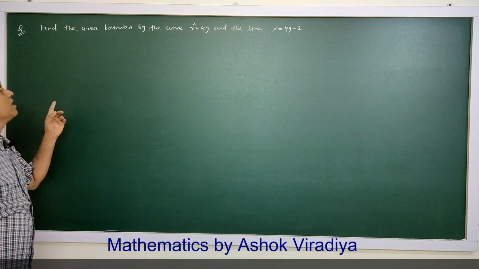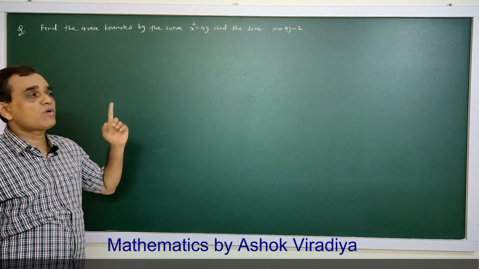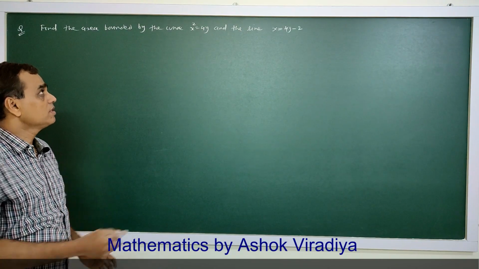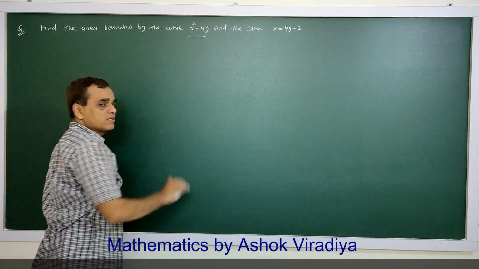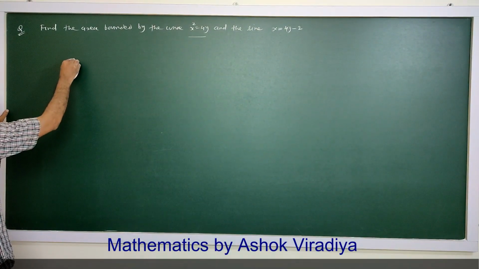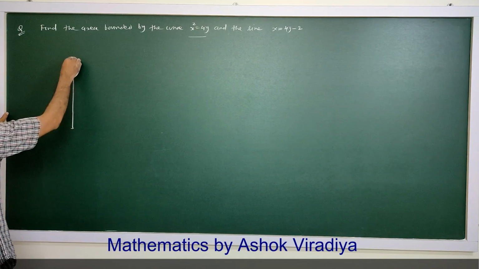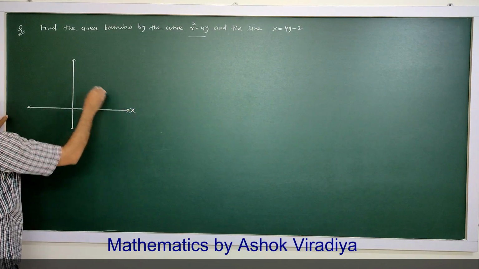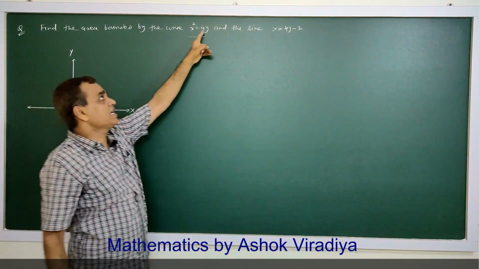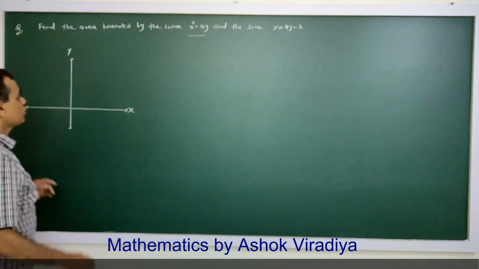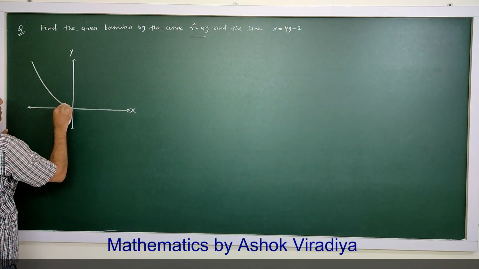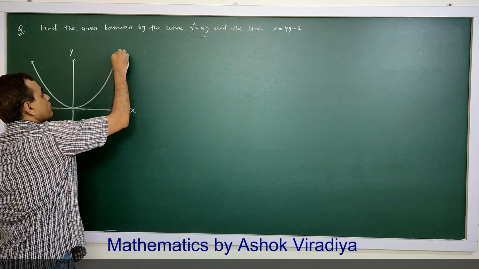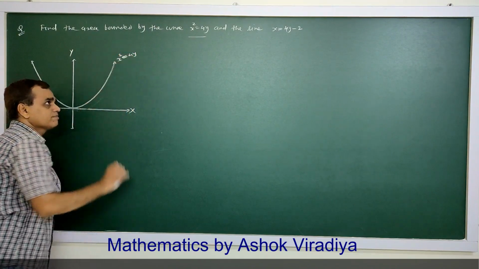Find the area bounded by x square equal to 4y and x equal to 4y minus 2. This is a parabola, x square is 4y. Taking a diagram, x axis, y axis, x square is ky, k is positive, so it will be like this. This is a parabola whose vertex is at the origin.